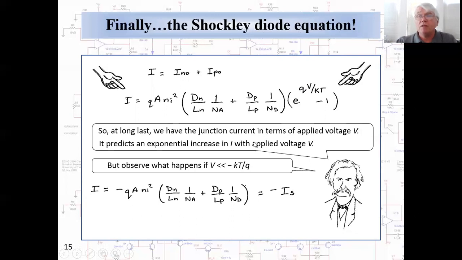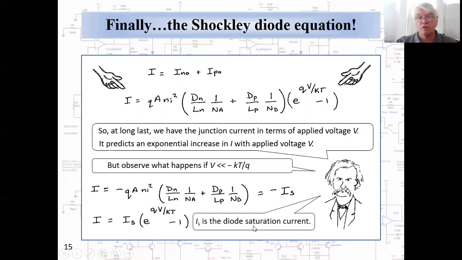So if V is negative by more than a few hundred millivolts, let's say, we expect a constant current independent of the applied voltage. And what is frequently done is to take this entire expression here and call it I_S, where I_S is the diode saturation current, and that makes the Shockley equation simply this: I is the saturation current multiplied by the quantity e to the qV over kT minus 1.